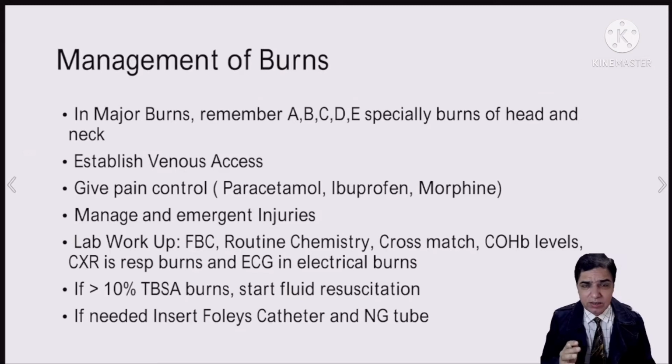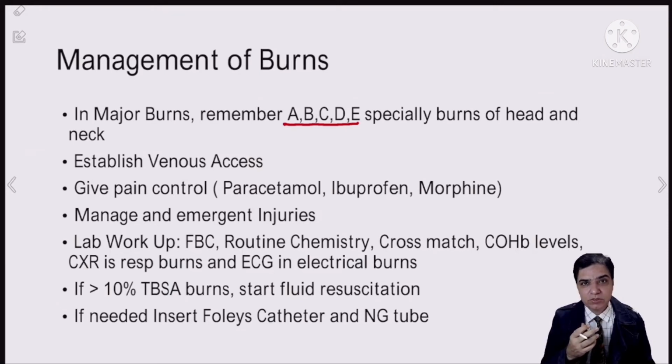Anyhow, if somebody comes with major burns, like can happen in a building fire, somebody getting trapped in a burning building, or an industrial fire, always remember your ABCDEs. So somebody comes with a major burn, airway takes priority, especially if they've got burns of the head and neck area. If somebody has a burn around the neck area, you always have to assess the airways.